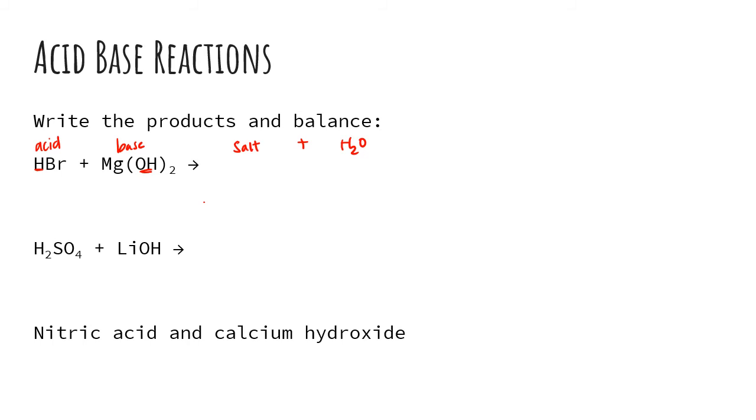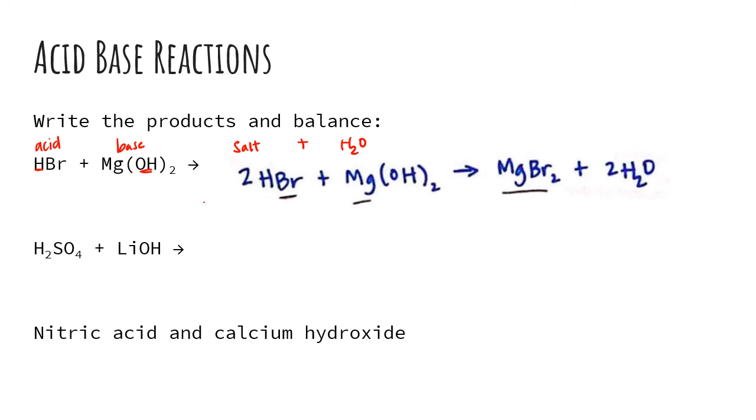So for the first one, we have magnesium combining with bromine. Magnesium is +2, bromine is -1. So when we crisscross it, we get MgBr2. Of course, our other product is water.